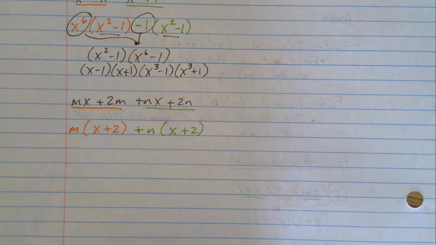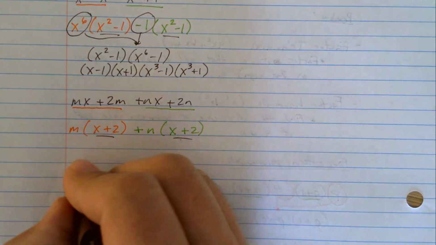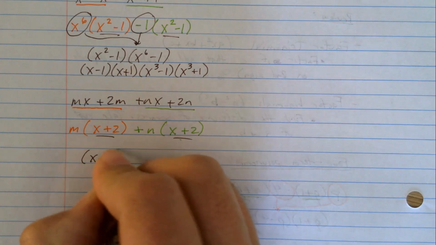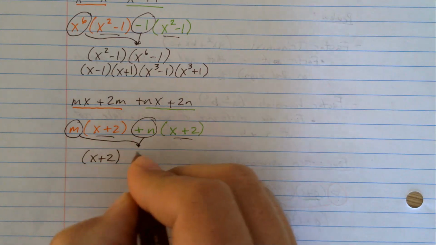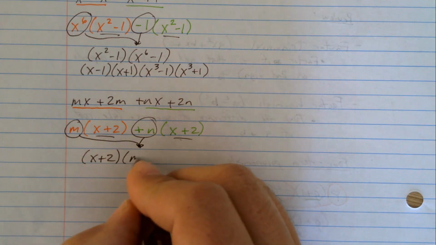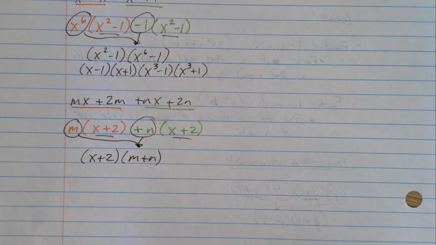So once again here, I'm going to take the terms that are inside the parentheses, the x plus 2, and then I take the 2 that are outside, the m and the n, and they become m plus n. So the way we factor that becomes x plus 2 times m plus n. All right?